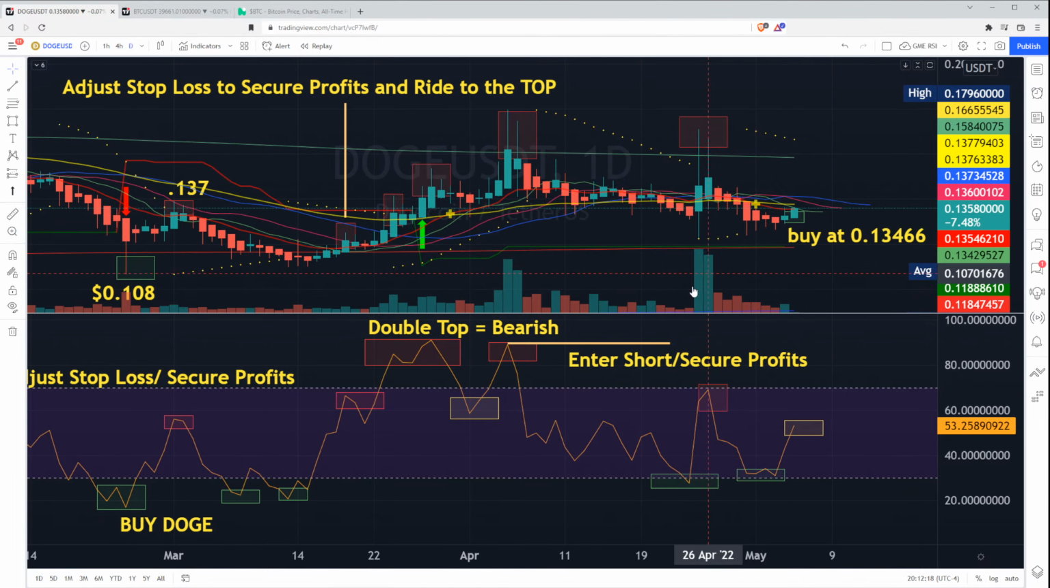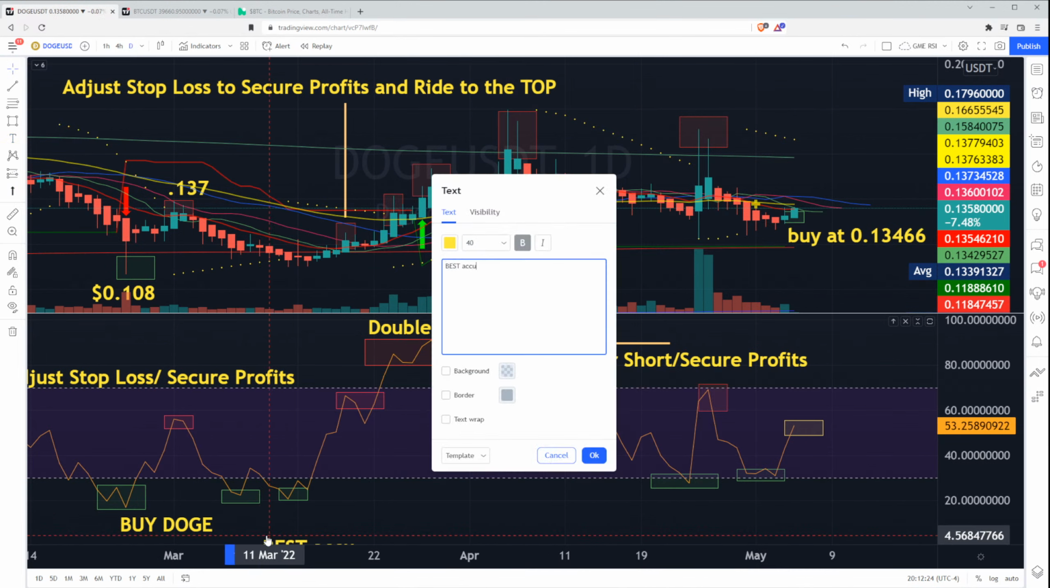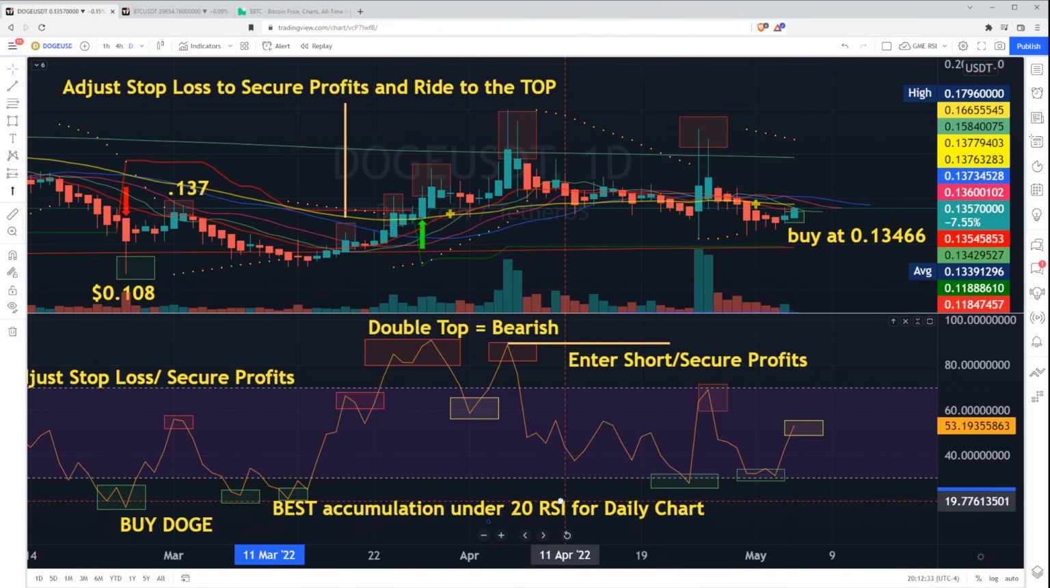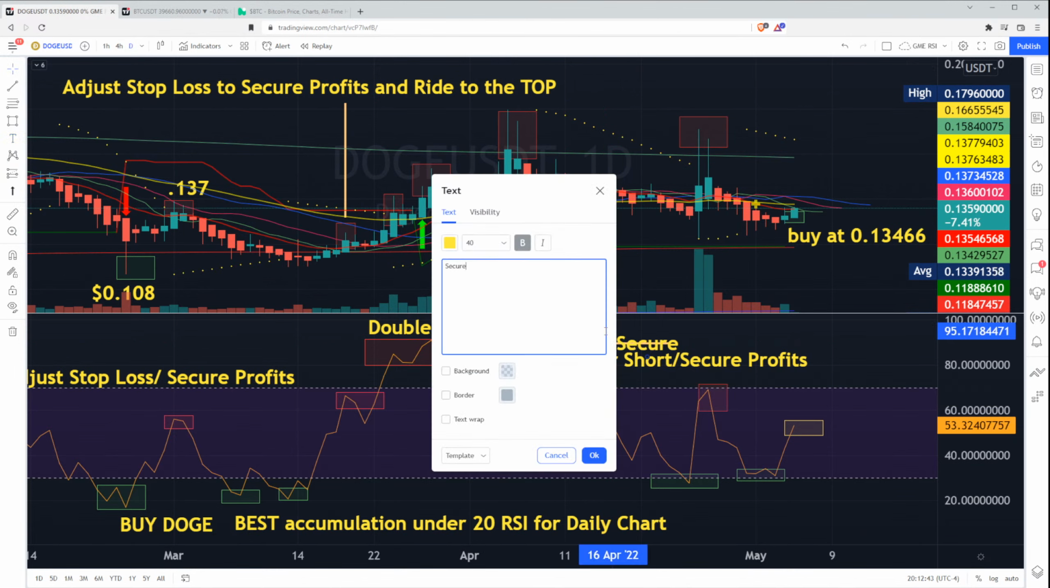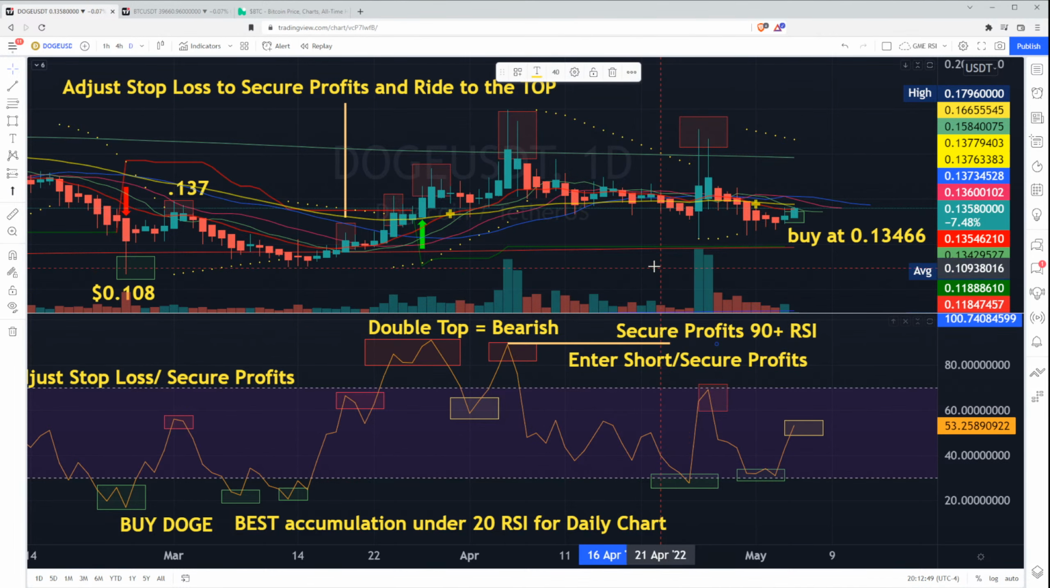Now this was off the RSI, and usually best accumulation, let's put this on here as well. So your best accumulation is if you're under 20 RSI. And definitely if we're 90 plus RSI, people are going to secure profits. Or if you don't want to secure profits, adjust your stop loss so that if the price never wicks down, it doesn't sell yet and you can keep holding the trade open longer. So definitely practice adjusting your stop loss.